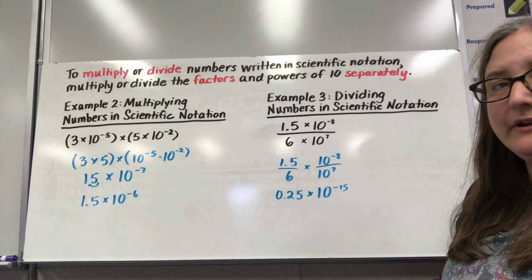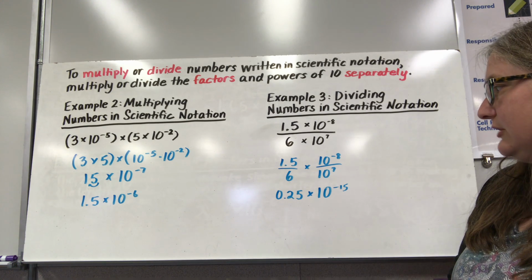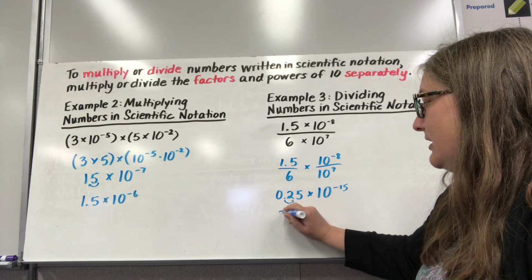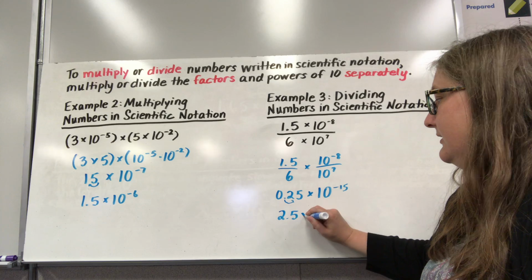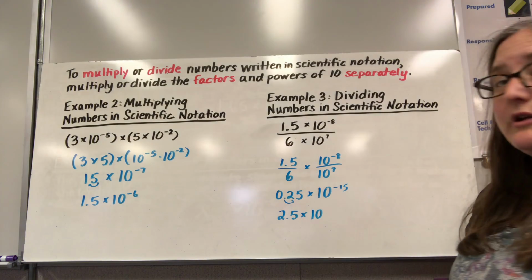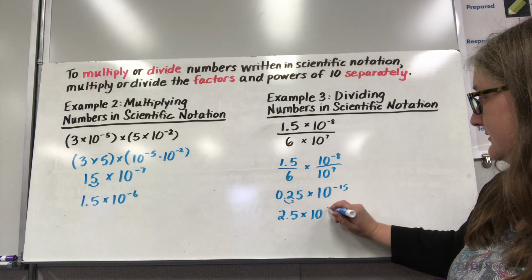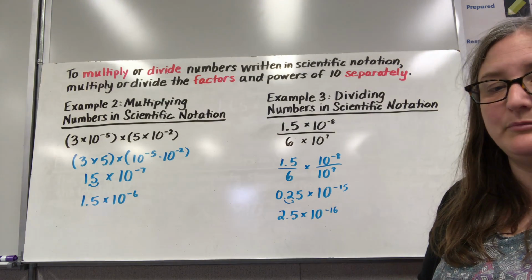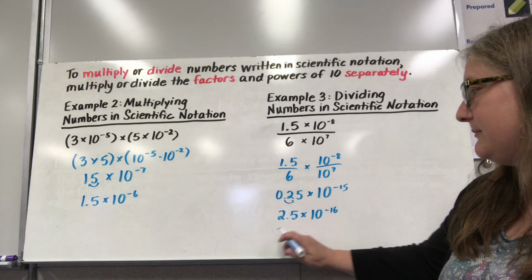Once again, my final answer here is not in scientific notation, but this time I have to actually move the decimal back one, so it's going to become 2.5, which is going to decrease my exponent to negative 2, because now I have to move the decimal one spot to get back to my original number.